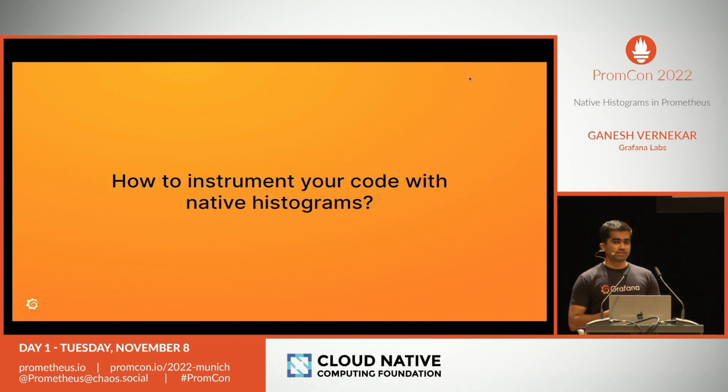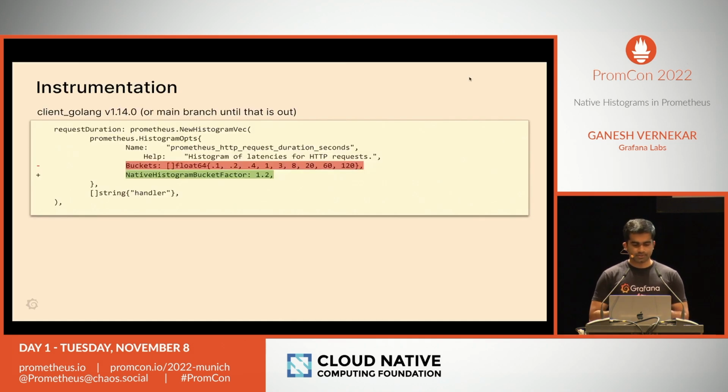Okay, now that we know about native histograms, how do we actually instrument this? So from client Golang 1.14 onwards, which is not out yet, but I think it will be out soon, or you can use the main branch of client Golang, you just remove the buckets field in your instrumentation. You don't have to care about defining your buckets anymore. And you add a new field called native histogram bucket factor. Here I have given the number 1.2. Let's see what this is.